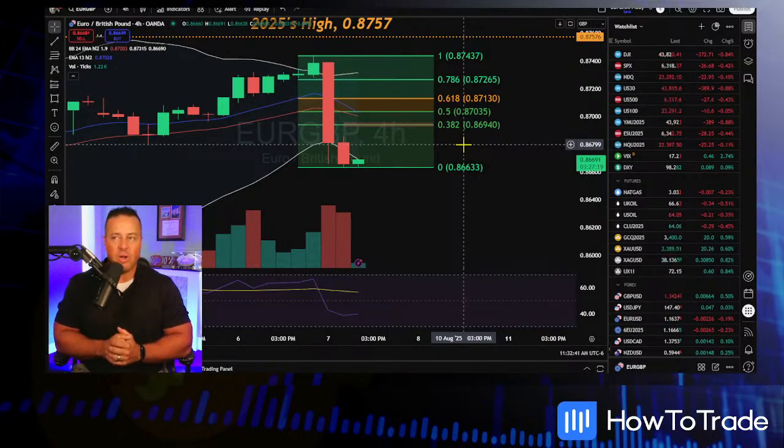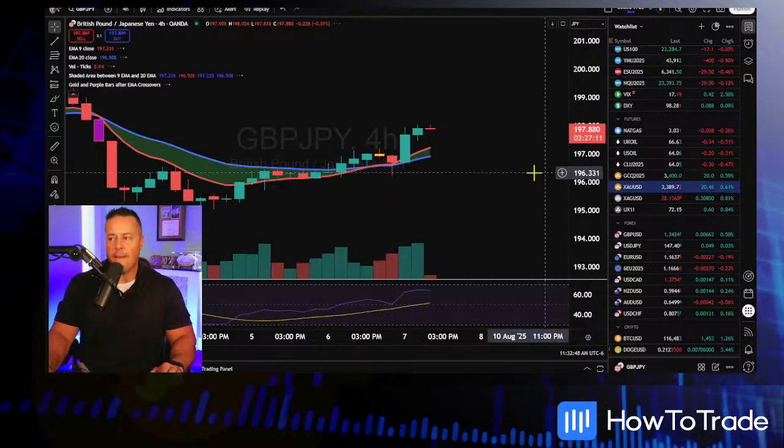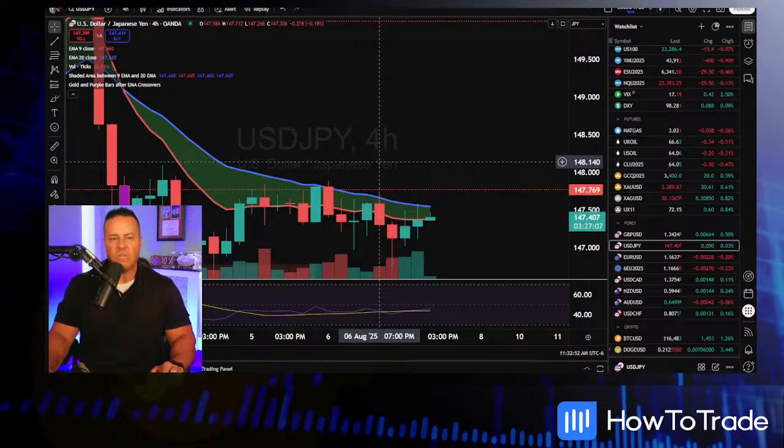All right, let's see right here. Dollar yen, we wanted to look at a 920. I believe it was a 920 on the 4-hour time frame. So let's go ahead and take a look at that. I believe it was a dollar yen.